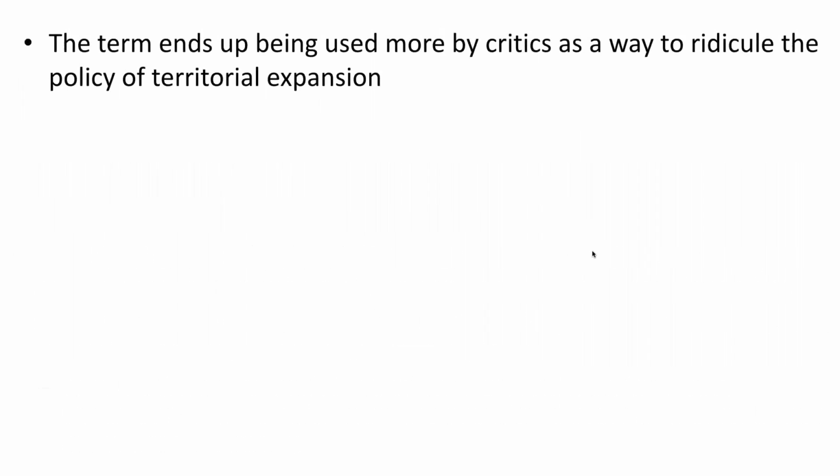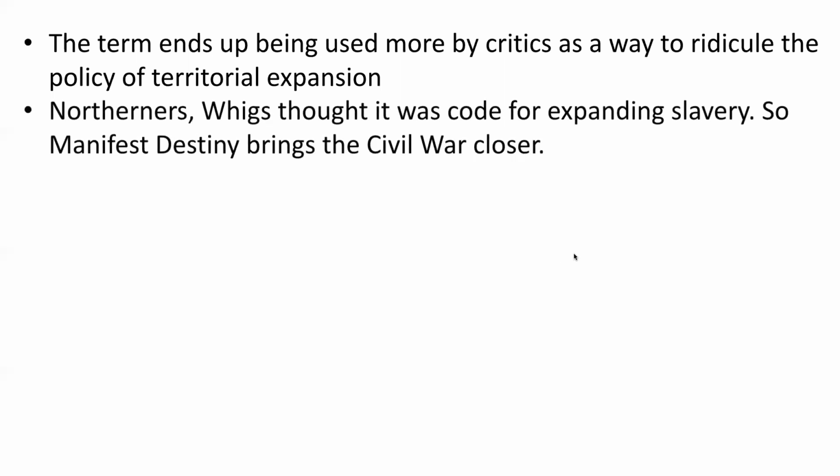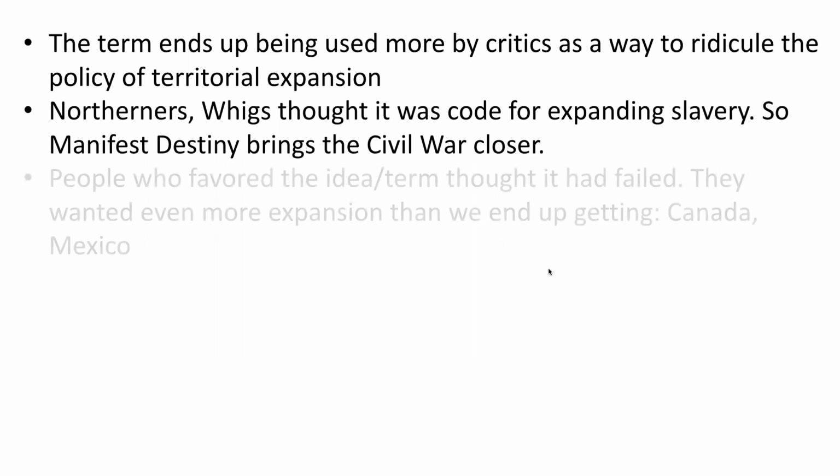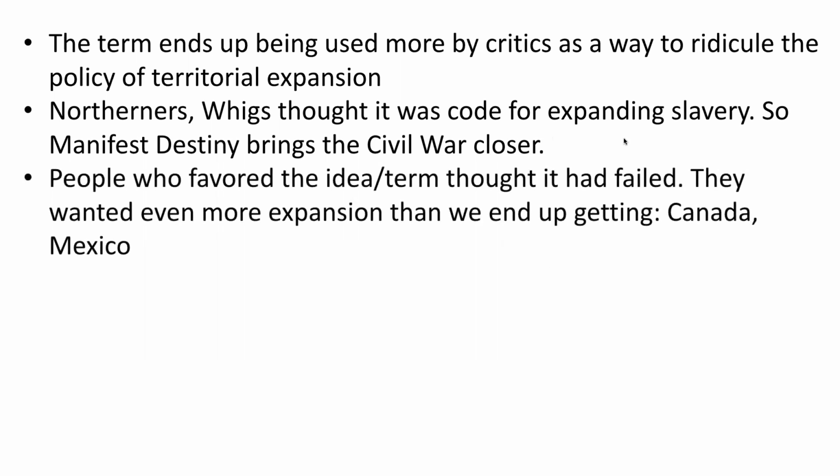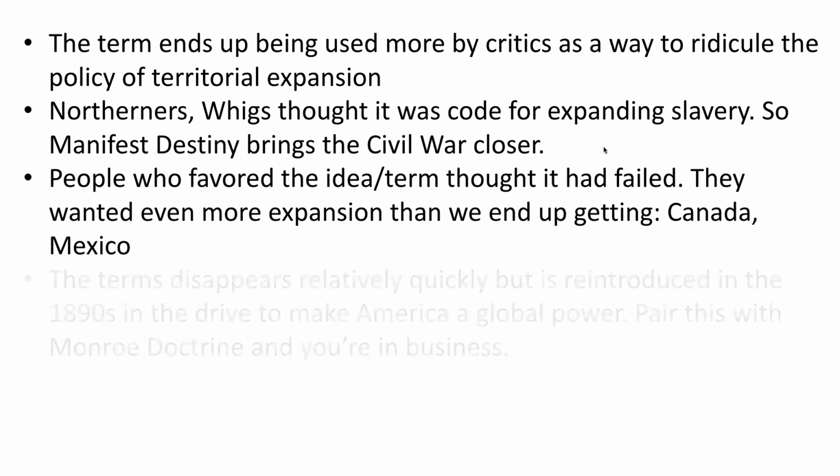So the term ends up being a kind of derisive term, a way to ridicule this policy of territorial expansion. Northerners and Whigs think that this is coded language for expanding slavery, and they're not totally wrong. We're going to look more at that in our next lesson when we look at what's going on with Mexican territory and the Texas Revolution. So many people that favor the idea of manifest destiny think that it's totally failed, because the idea was to take the whole continent. So that includes Mexico and Canada.